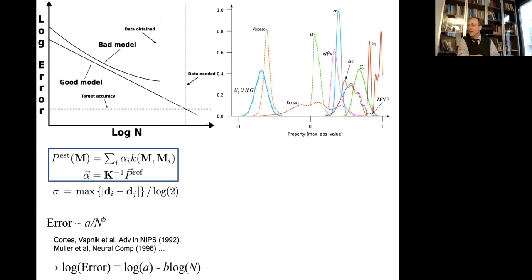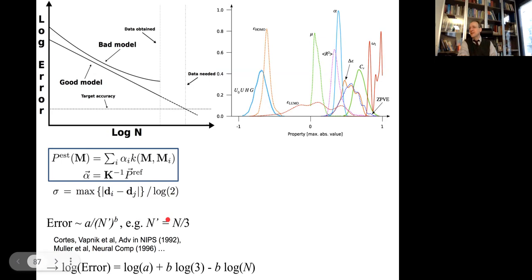But what does this mean for your model, right? So suppose your training set N is now, let's say, three times larger than a training set you would need if you could account properly for symmetry. Then this means basically, if you substitute this in this formula, that the offset of your learning curve is shifted upward by B times log three. So that's what it means. The offset of your learning curve is directly affected by your capability to include that symmetry in the representation.